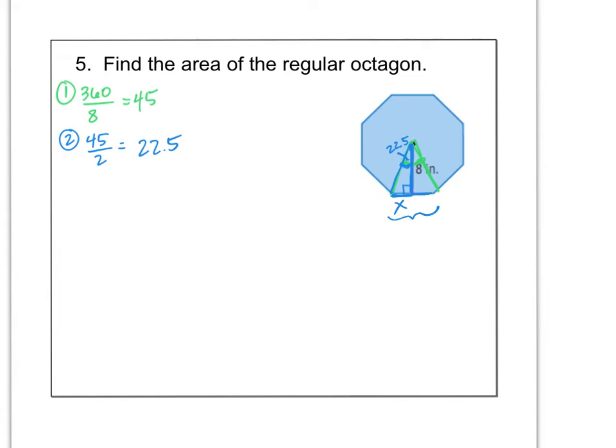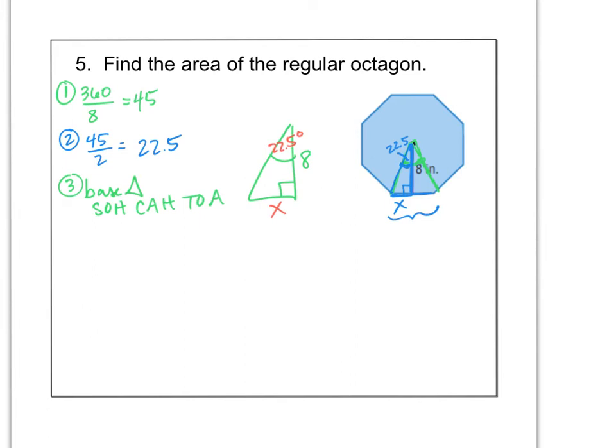Okay, so step number 3 is you're going to try to find the base of your triangle. Now you might have to use SOHCAHTOA. So keep that in mind. So think about your triangle that you have drawn. I'll just redraw it up here. So we have this is 8, this is 22.5 degrees. And we want to find this side down here.